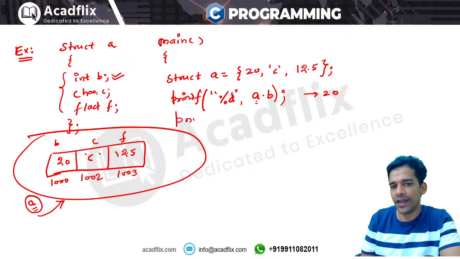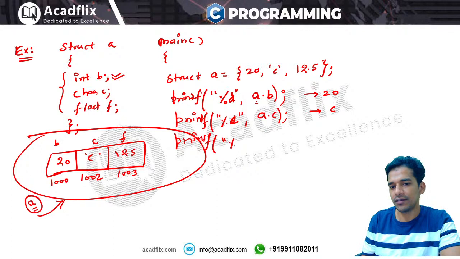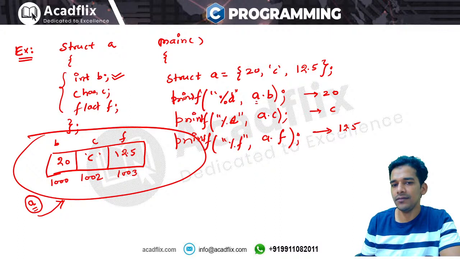So if I want to print the character in this, then I will say printf %c a dot c. Then in this case the character value C will be printed, right? Then if let us say I want to print the float value, then I will say printf %f a dot f. That is how you can access the members of any structure, right? So 12.5 will be printed. So this dot operator is called the member access operator. Okay, you can access the member of a structure using the dot operator.